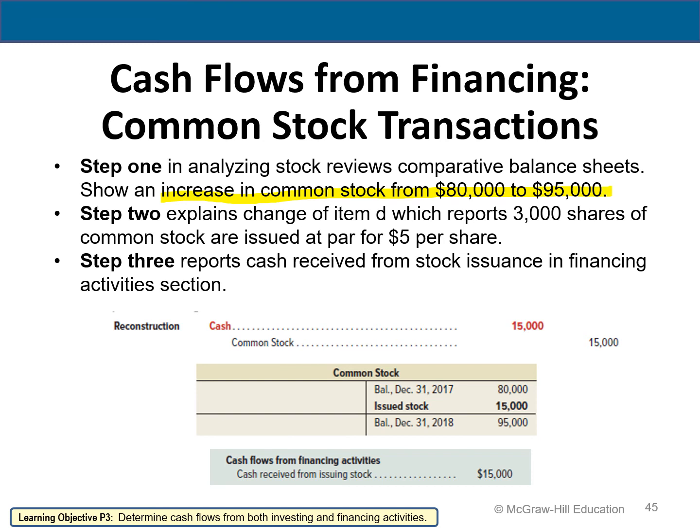Step two, explain the change. So in item D of additional information that we got several slides ago, they say that 3,000 shares of common stock are issued at $5 par. So 3,000 times 5 is 15,000. When we issue stock, we credit common stock and debit cash, right? So here's our reconstruction entry. If we look at it in T account form, we started at 80, we issued 15,000 worth, and that's how we get to 95. So in this case, the entire change is cash related, right? So you have cash received from issuing stock in your financing section, positive $15,000. Okay.